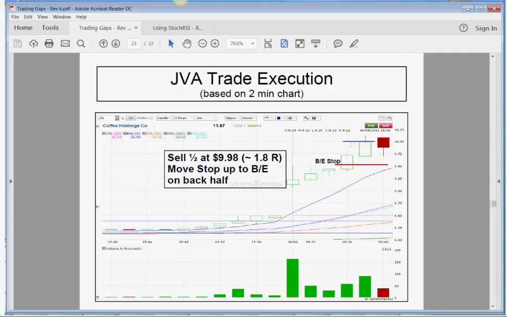I made 1.8 times the amount that I risked. Then I can move my stop up to break even. My goal is to, as quickly as technically possible, move my stop up to break even.